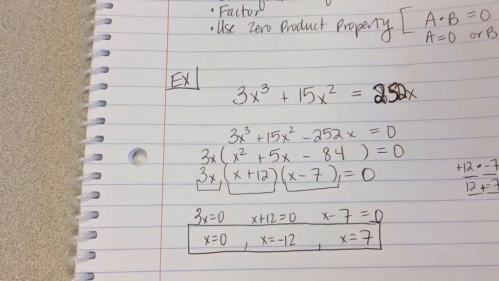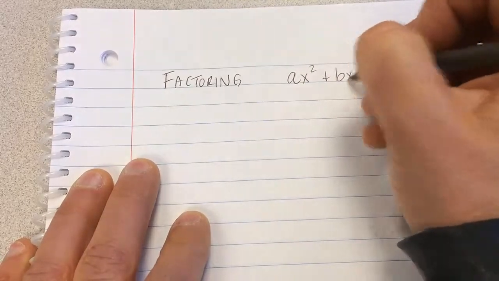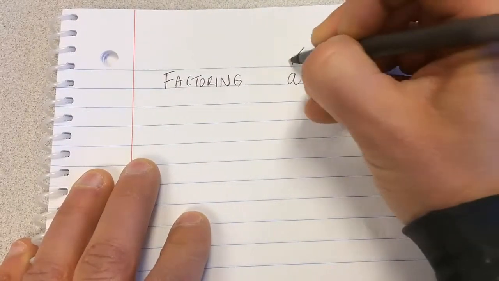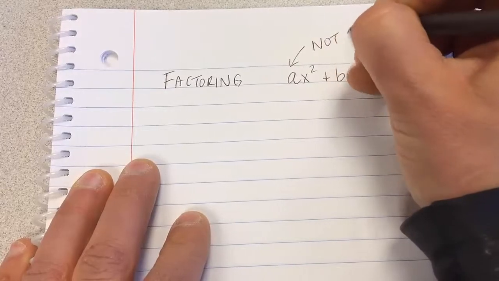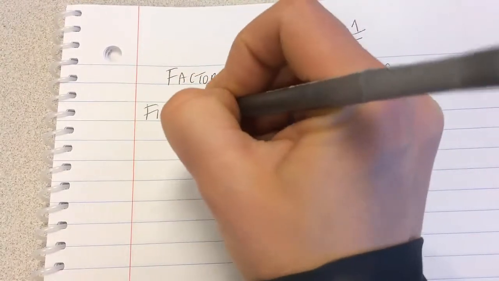Okay, here's our new topic for today. And it's going to be factoring, similar to what we did before. All right, but factoring when it looks like this, ax squared plus bx plus c. So this is going to be not 1 this time. So look at what happens. Let's first multiply.